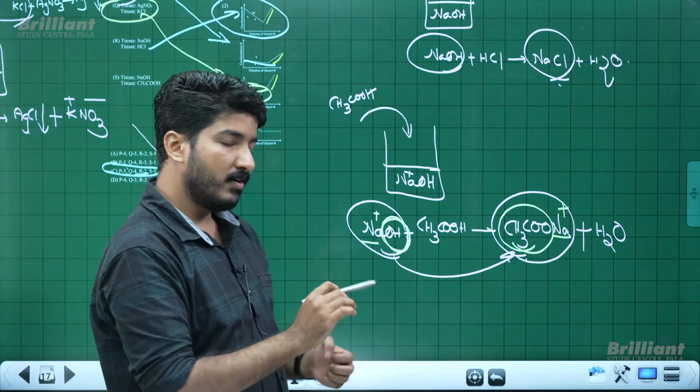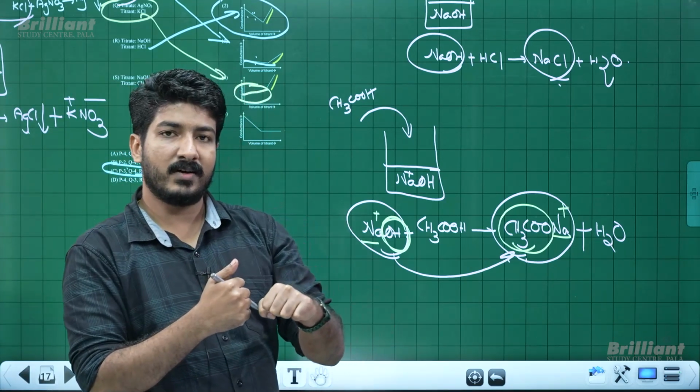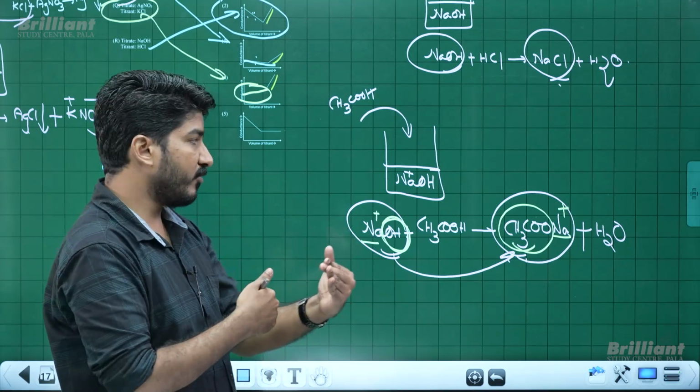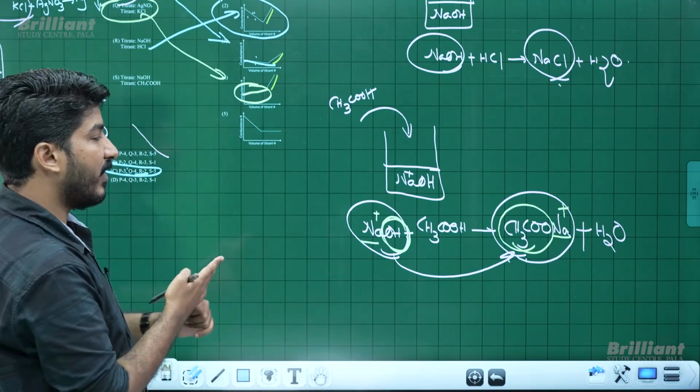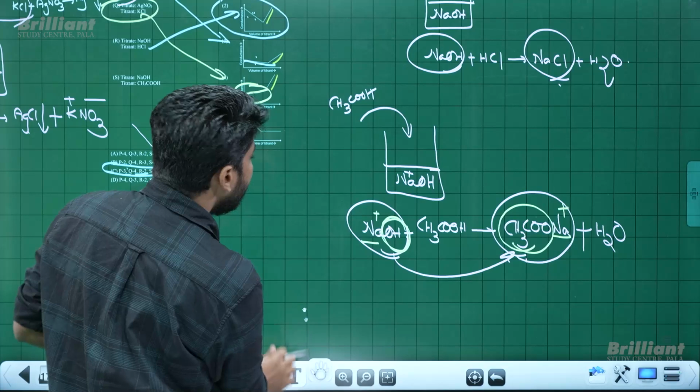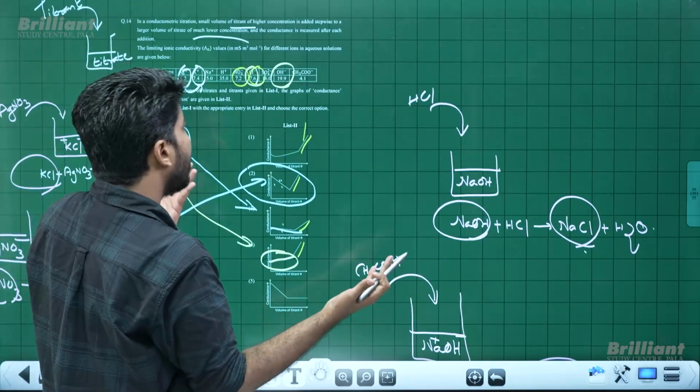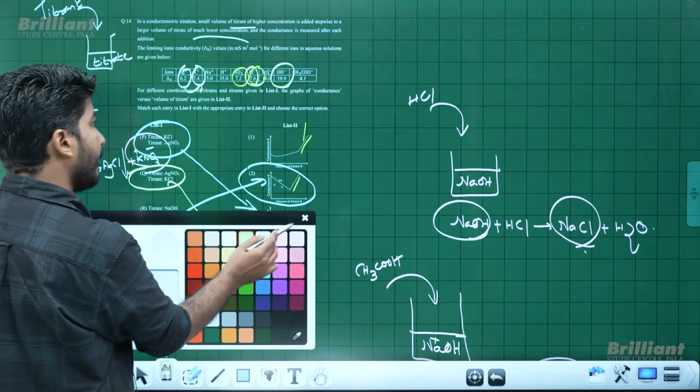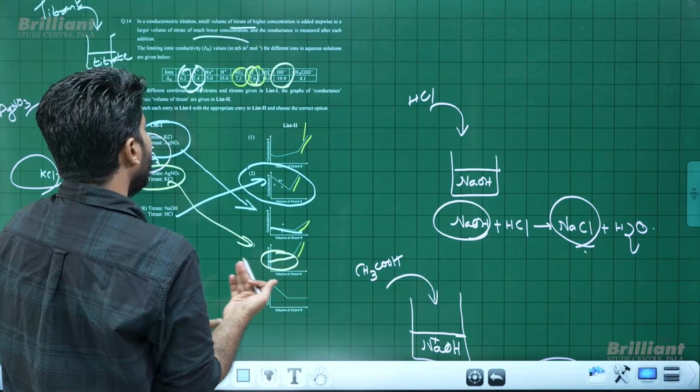OH minus is gradually replaced with acetate ion. One anion is replaced with another anion. So in that case, if you refer to the table, we have every information given to us, so that is very straightforward. So this is simply an analytical question.